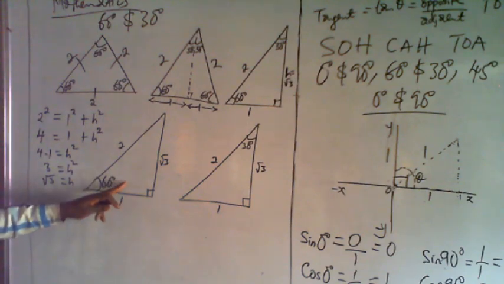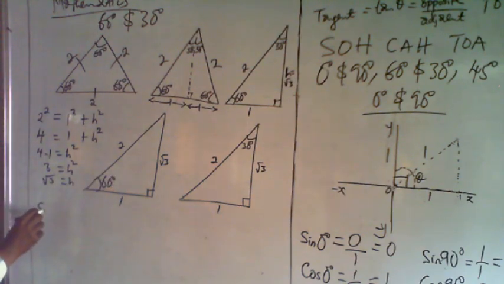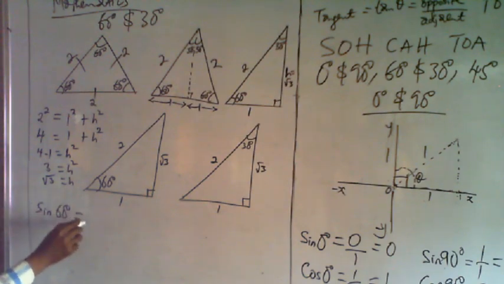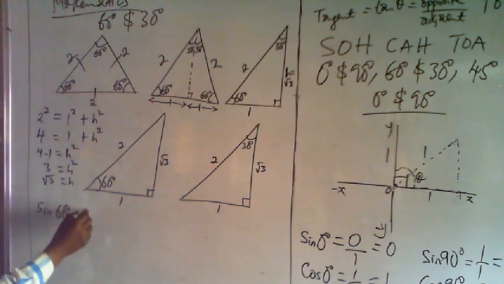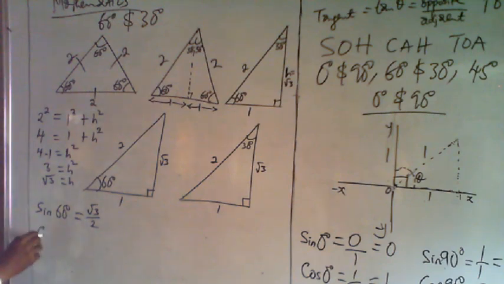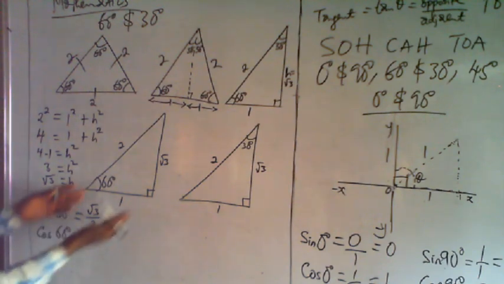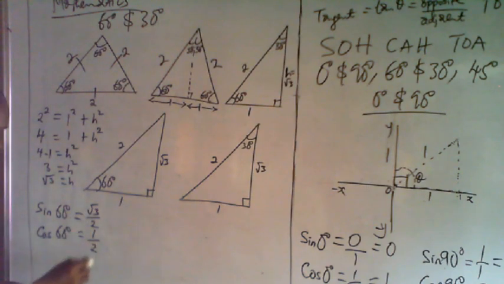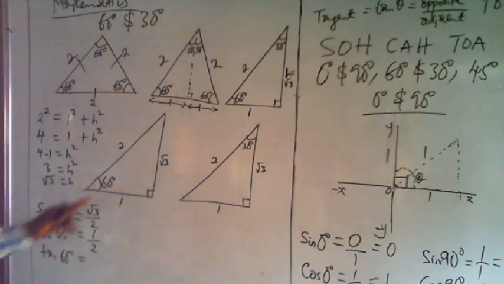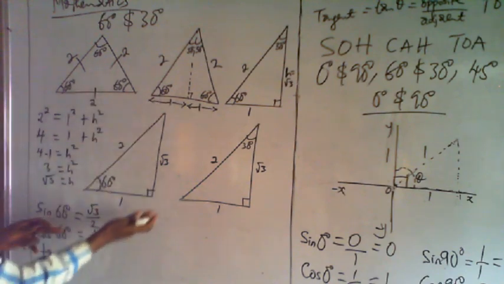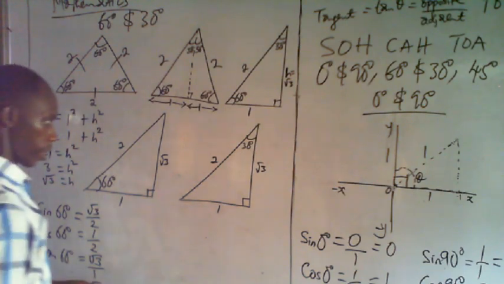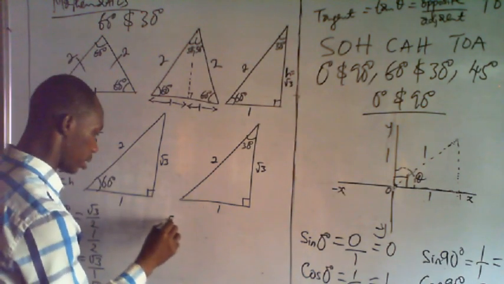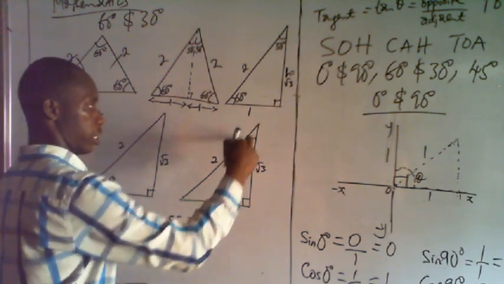Now let me start with this. Sine 60, cos 60, tan 60. Sine 60 degrees. Remember, sine is equal to opposite over hypotenuse. This is the side facing 60 degrees, opposite over hypotenuse, which is root 3 over 2. Cos 60 degrees, which is adjacent over hypotenuse, 1 over 2. Tan 60 degrees, which is opposite over adjacent, and that is root 3 over 1, which is root 3.